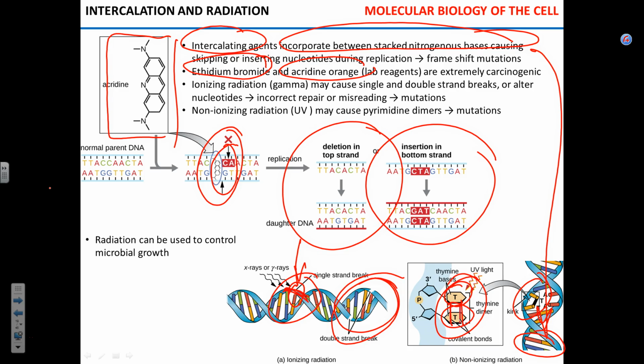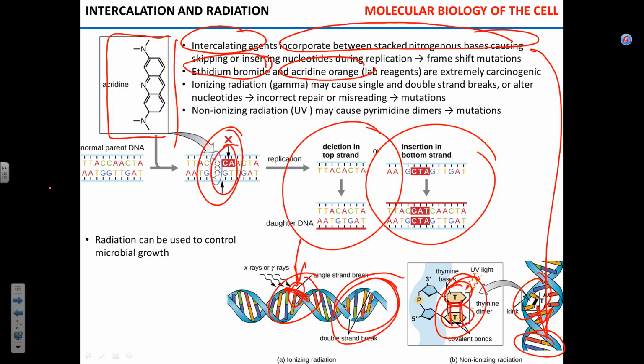So you have 3 major ways to introduce mutations. One is intercalating agents that insert themselves between the nitrogenous bases. Second is non-ionizing radiation. Third is ionizing radiation. And they all have different mechanisms, right? So please have an idea about the mechanism.